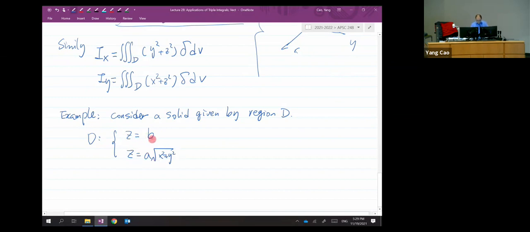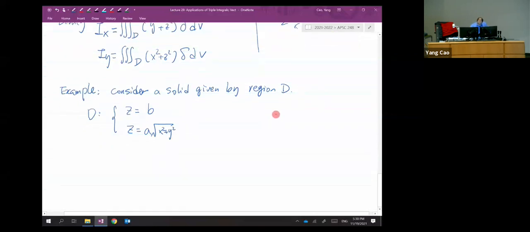So obviously you can immediately tell, z equal to b is a plane, and z equal to a times square root x squared plus y squared would be a cone, right? So you can draw an illustration of this region D. At top is the plane z equal to b. And the side is the cone a square root x squared plus y squared. And I'm required to calculate the moment of inertia about the z-axis for this cone.